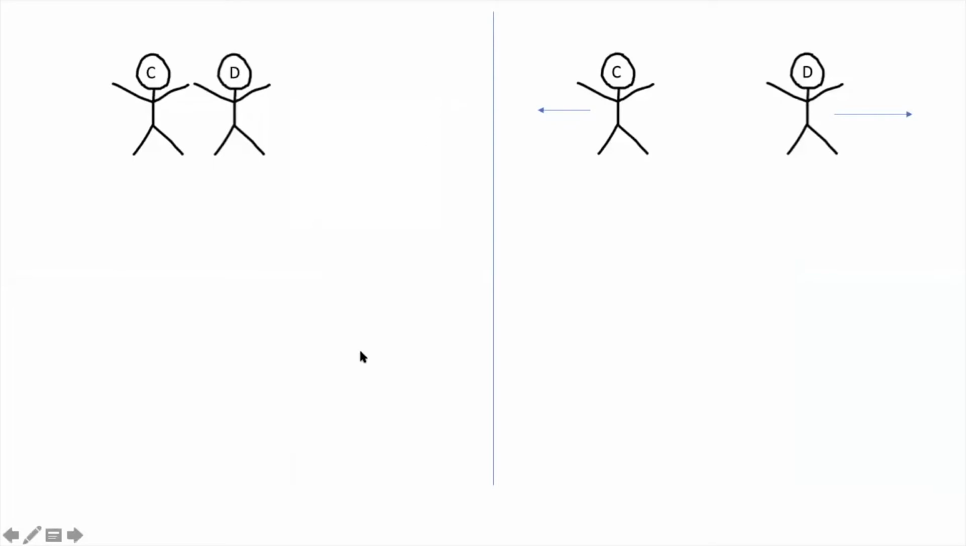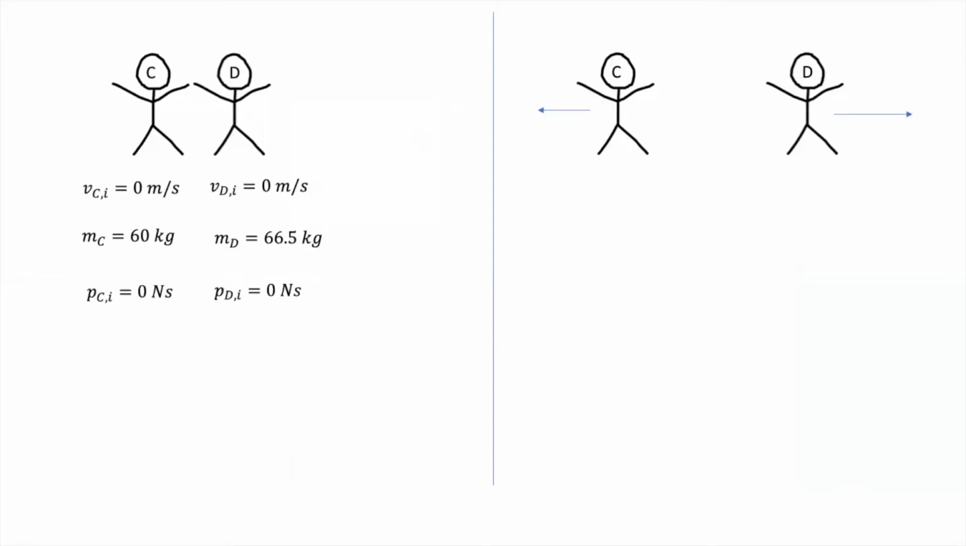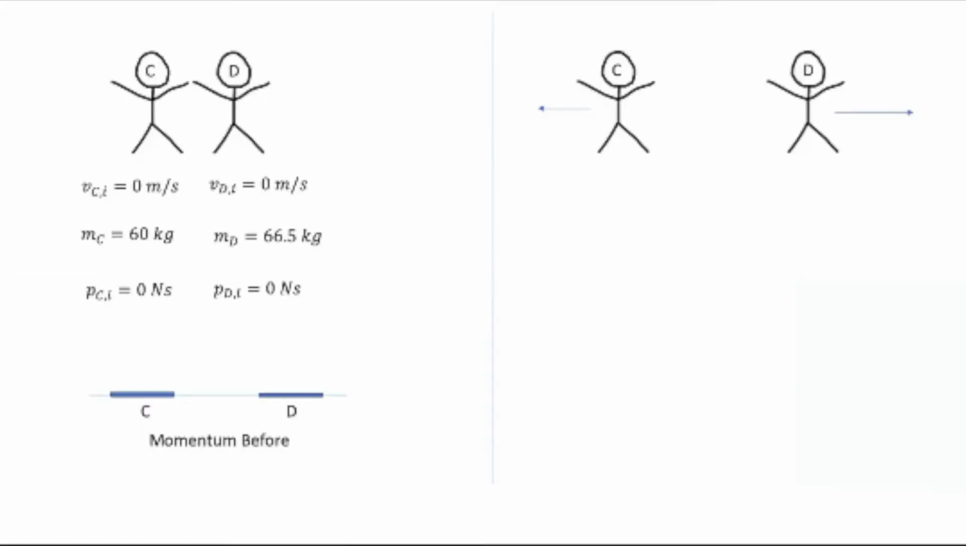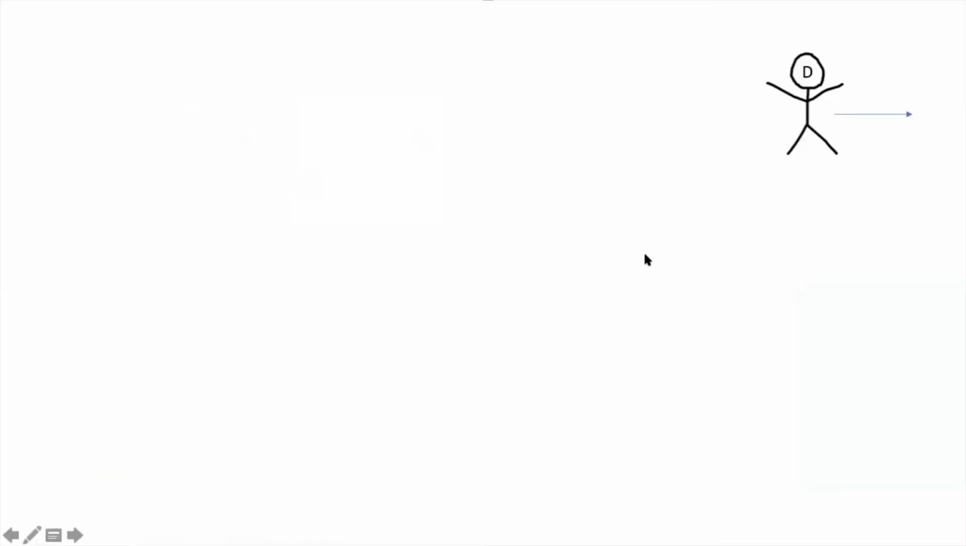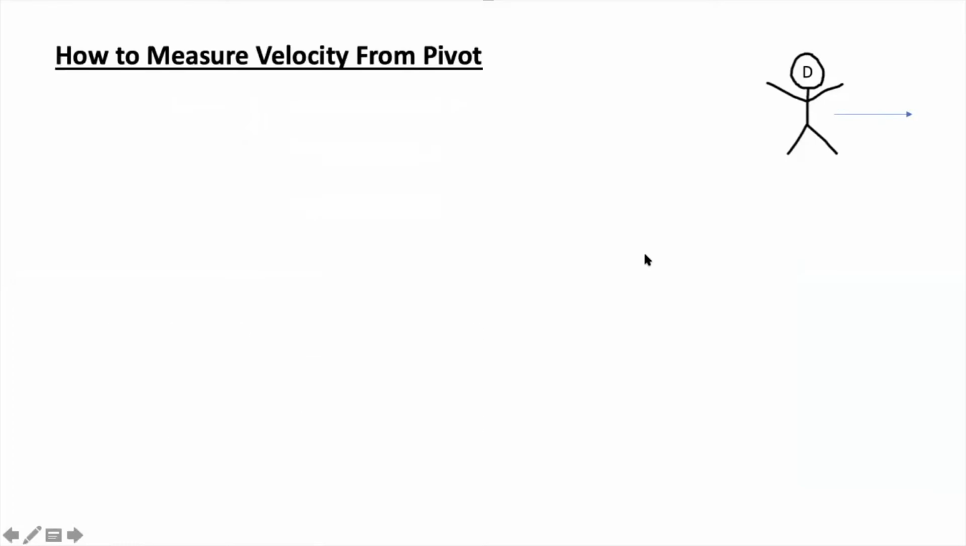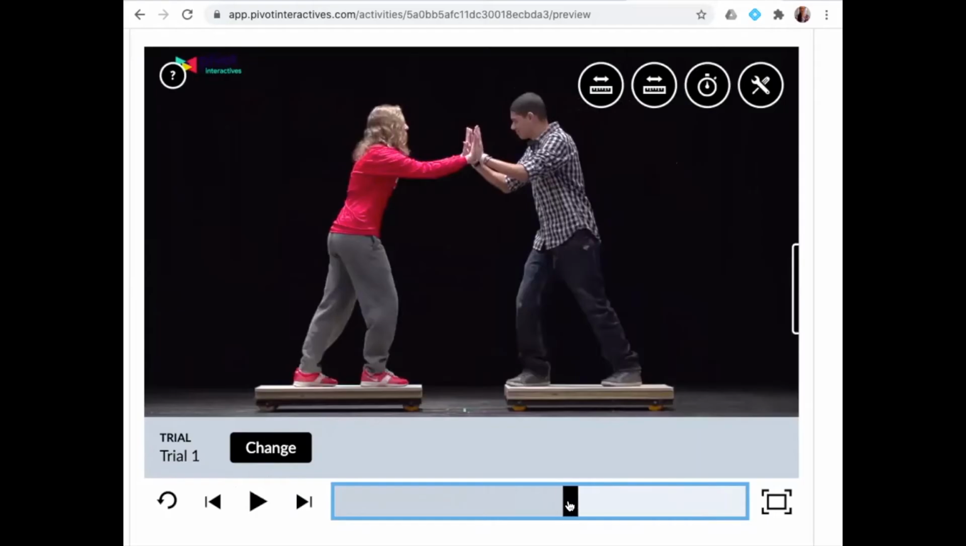First, let's picture Christine and Damon. Initially, they're both at rest. The simulation tells us both of their masses is 60 and 66.5 respectively, and therefore we know the initial momentum of the whole system is 0. But what if we need to calculate the final momentum? Well, in order to do that, you need to be able to measure velocity. Since Damon is moving to the right, let's start by measuring his velocity first.